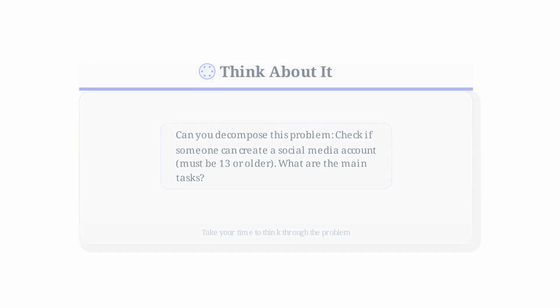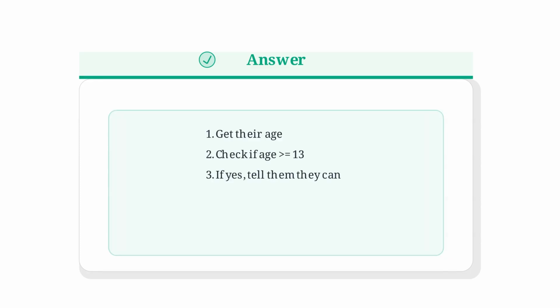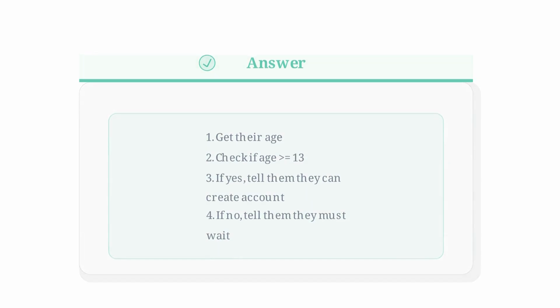Perfect decomposition. First, get their age. Second, check if age is 13 or older. Third, if yes, tell them they can create an account. Fourth, if no, tell them they must wait. You've just broken down a real-world problem like a pro.